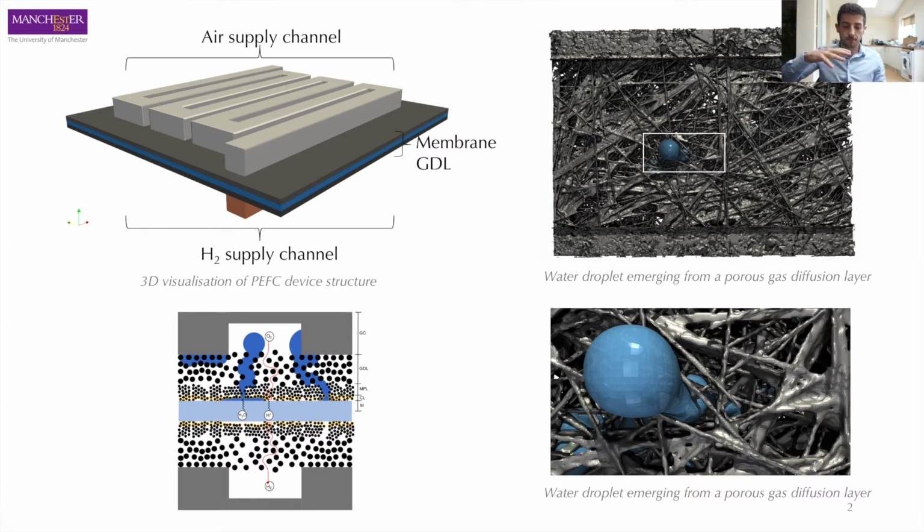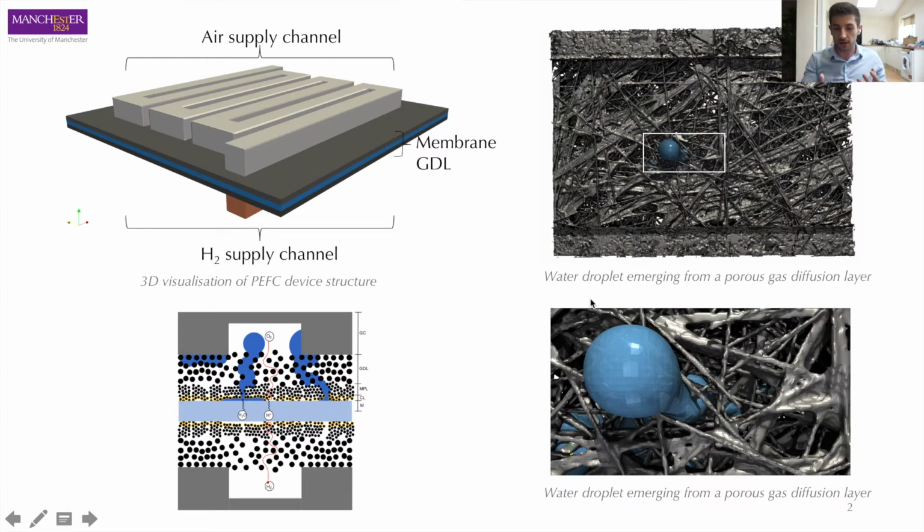usually incorporates two channels with an air supply channel and a hydrogen supply channel, and at the interface between the gas diffusion layer and the gas channel there is a porous material called the gas diffusion layer, and this is a fibrous type of material, as you can see here by these 3D renderings, and the water emerges from the pores of this material into these air supply gas channels.